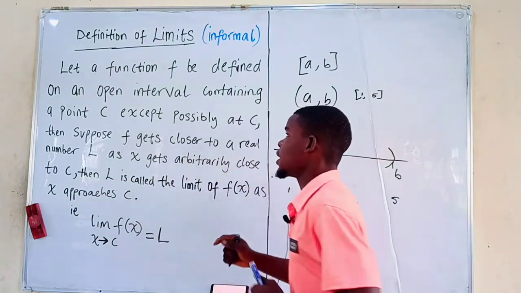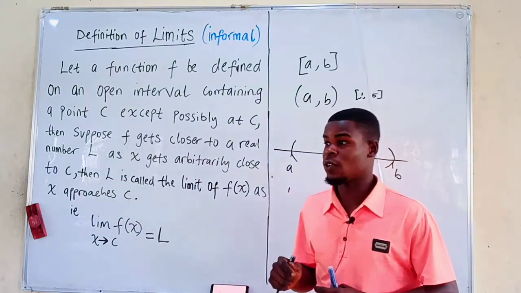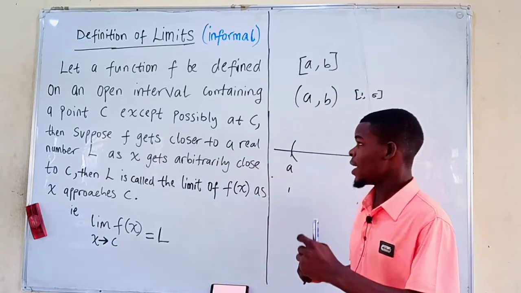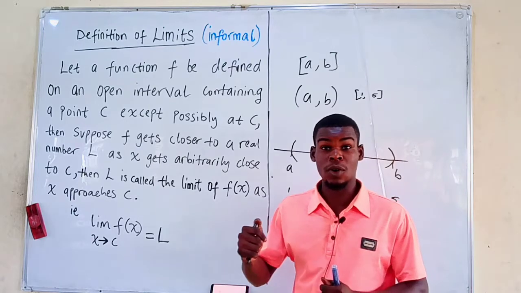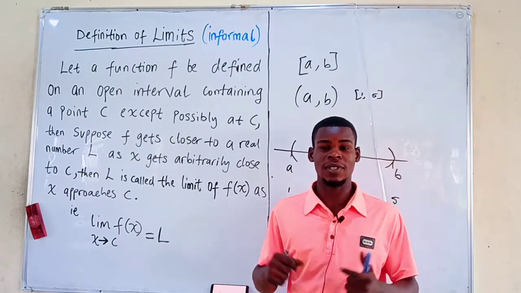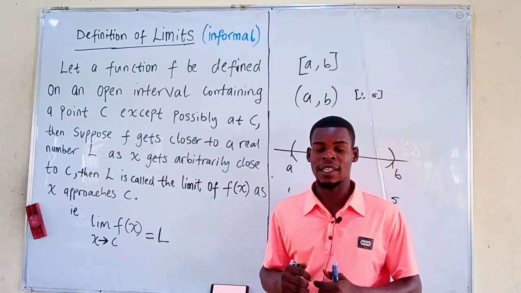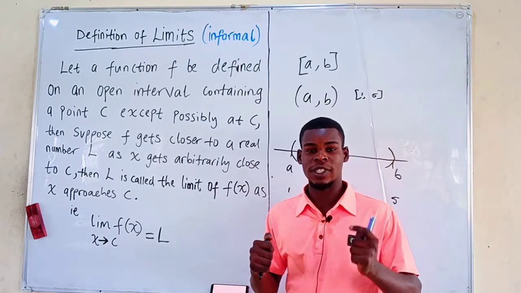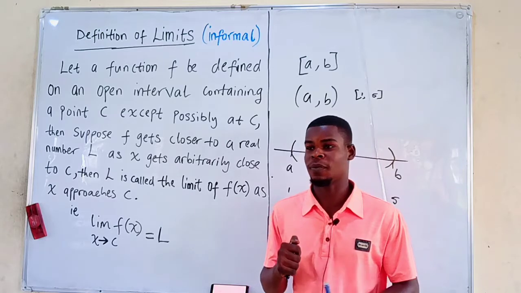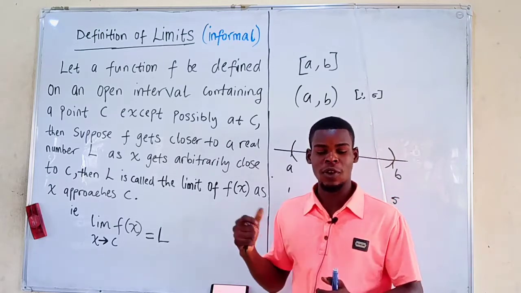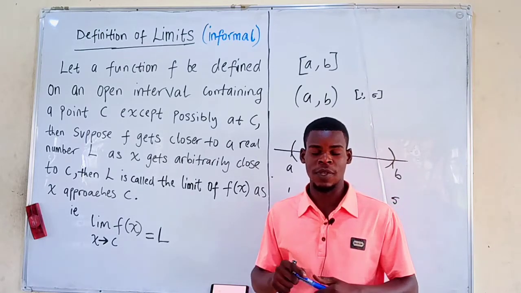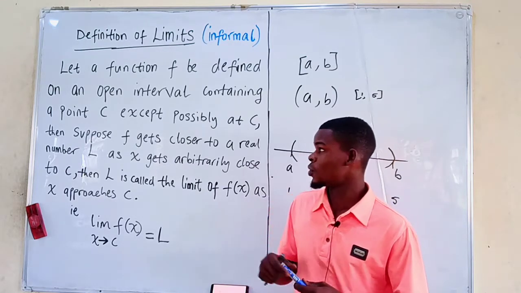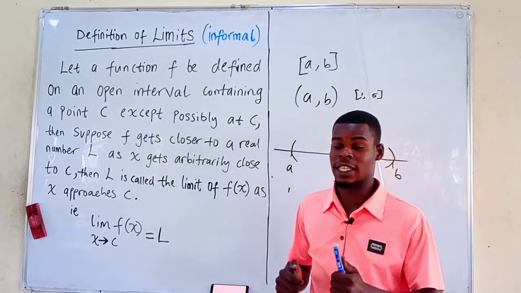We said that f should be a function defined on an open interval containing a point c, except possibly at c. You know what it means for a function to be defined on a particular interval, on a particular domain. That is to say, every point from that interval will give us a real value of the function. There is no point where, if you pick it and put it into the function, the result is going to be undefined.